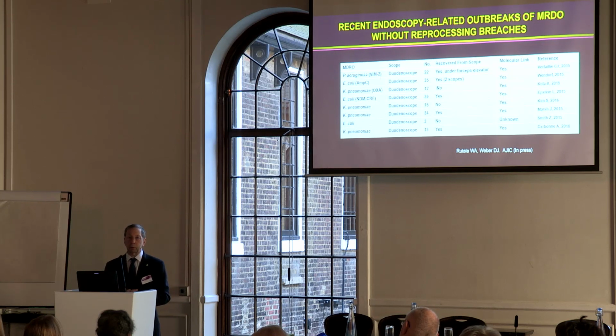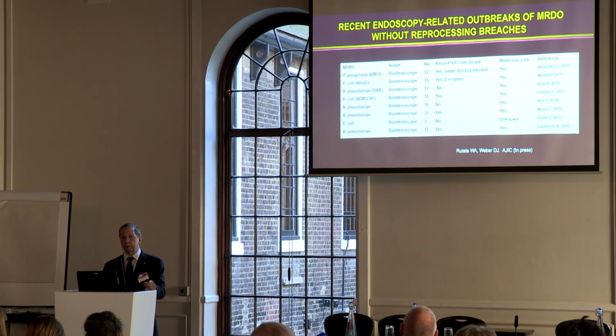And you can see that they are really duodenoscopes. They are more complex, particularly the complex elevator channel, which is very difficult to clean and easy for debris to be there. And you'll notice that the organisms here are all multi-drug resistant. Again, you should look at this as the tip of the iceberg. Why these organisms? I think that we are seeing regular E. coli, Klebsiella, but we can't recognize it.